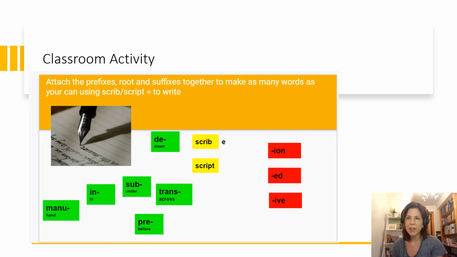Okay, so now for our classroom activity. First, I'm going to ask my students to put together words with this root. This is going to help them see word parts as separate entities with meaning. And they're going to play around with this and come up with different words.